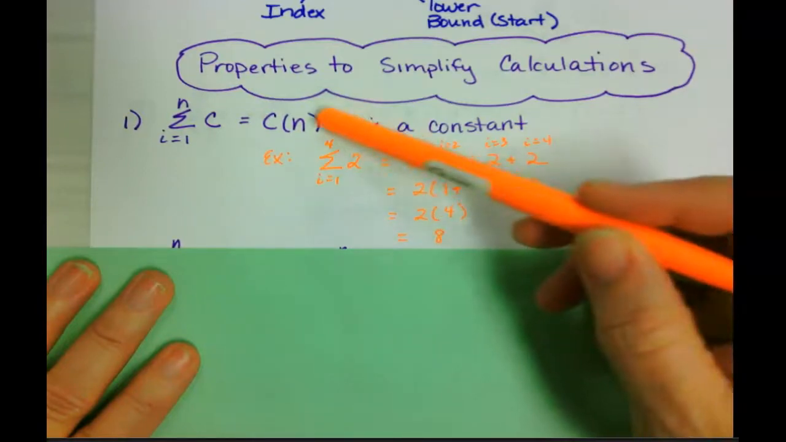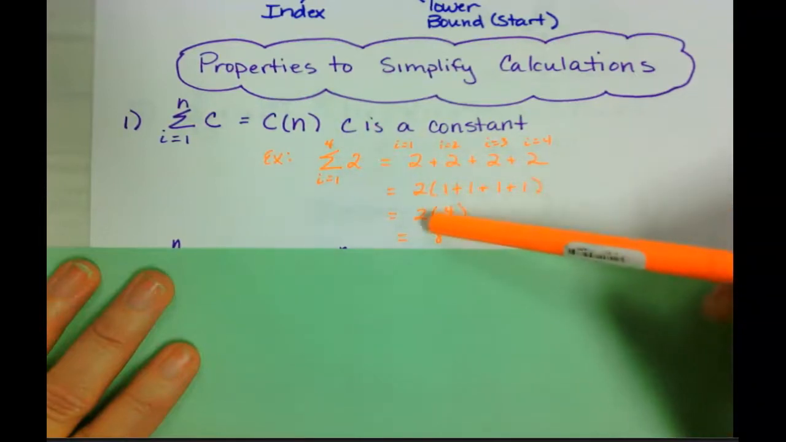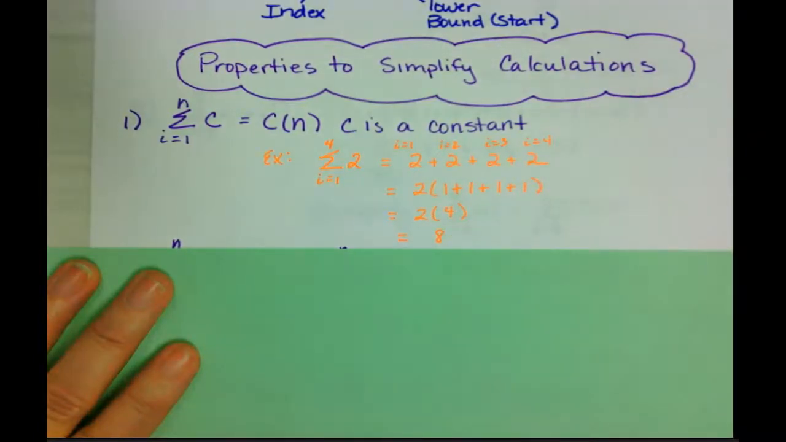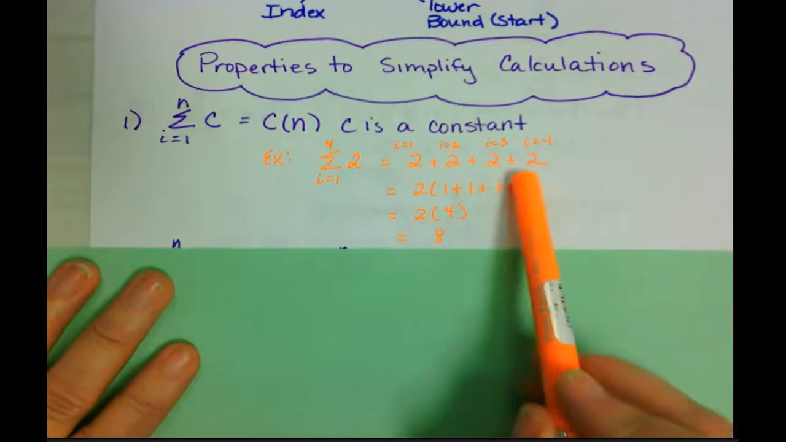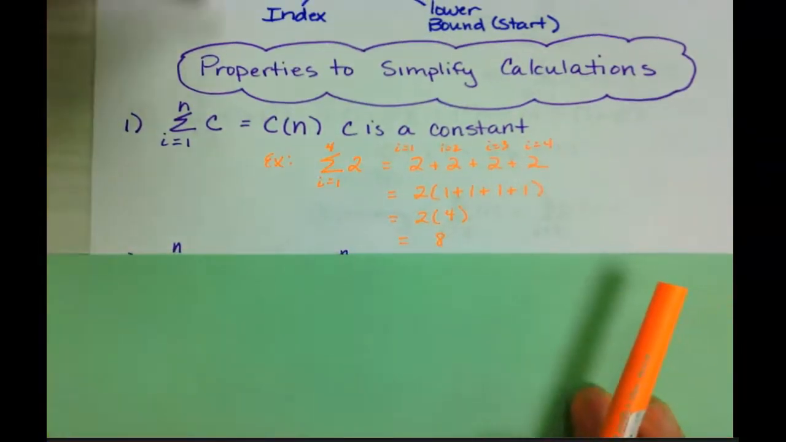Well, think about this. The upper bound was 4, and that's what we were multiplying by. The constant number was 2, and together the summation is 8. So one thing you need to remember when you're talking about series is series are connected by plus signs, not commas. If you see a comma, you're talking about a sequence.